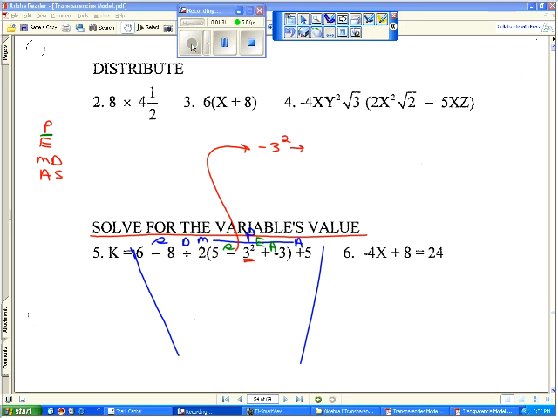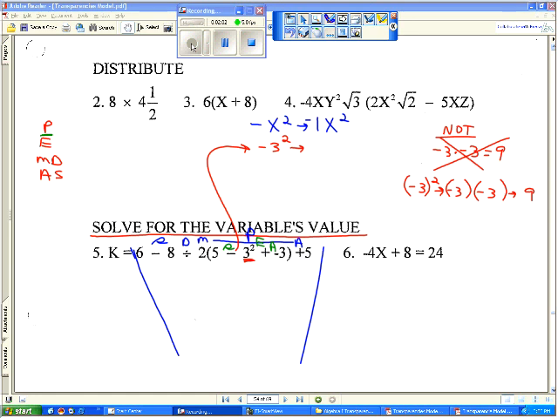This does not mean negative 3 times itself, which is positive 9. For it to mean negative 3 times itself, it would have to be negative 3 in parentheses squared. Then it would mean parentheses times itself, and we would get negative 3 times itself is 9. Because negative x squared has an understood 1 and means negative 1 times x squared, then negative 3 must also have that same understood 1 and mean negative 1 times 3 squared.